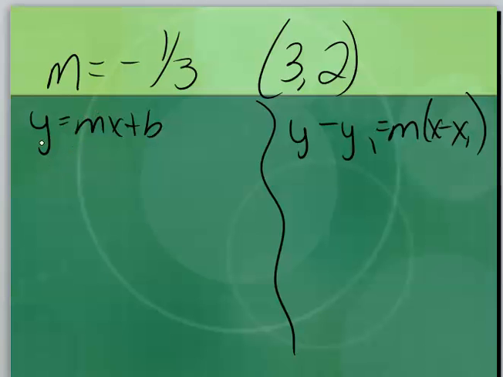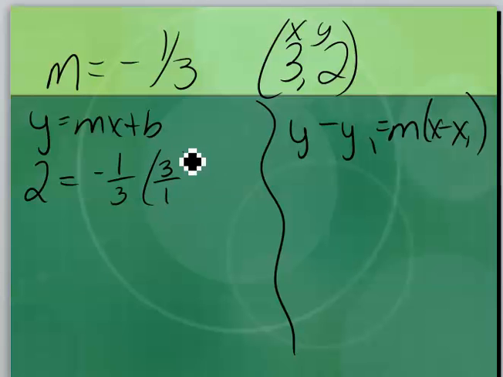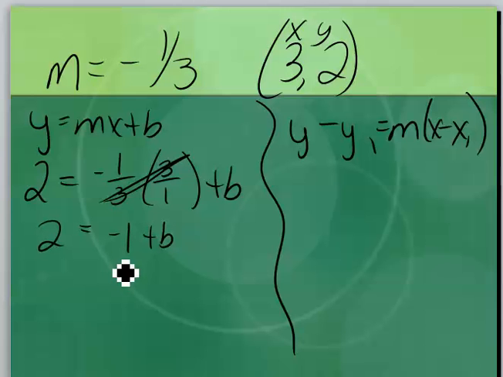Plugging into slope-intercept, the y value from the given point is 2. Our slope is -1/3. Our x value from the given point is 3, but since I'm multiplying by a fraction, I'm going to put 3 over 1 plus b, because the intercept is what we're trying to find. The 3's cancel, so we have 2 equals -1 plus b. To get b by itself, we need to get rid of the -1, so I'm going to add 1 to both sides, and b is 3.